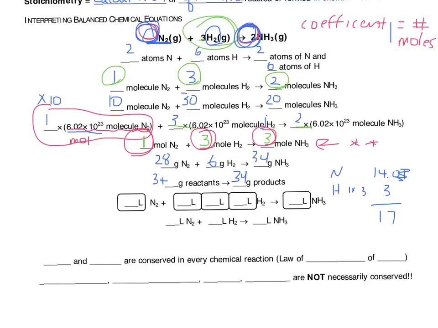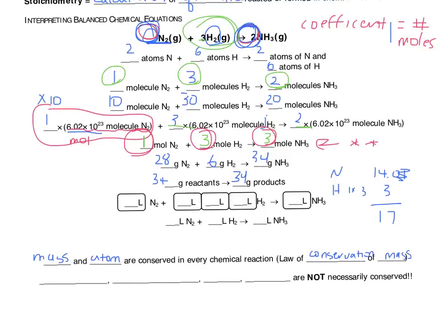That is the law of conservation of mass. Okay, so we see mass, and the number of atoms are conserved. And again, that's the law of conservation of mass.